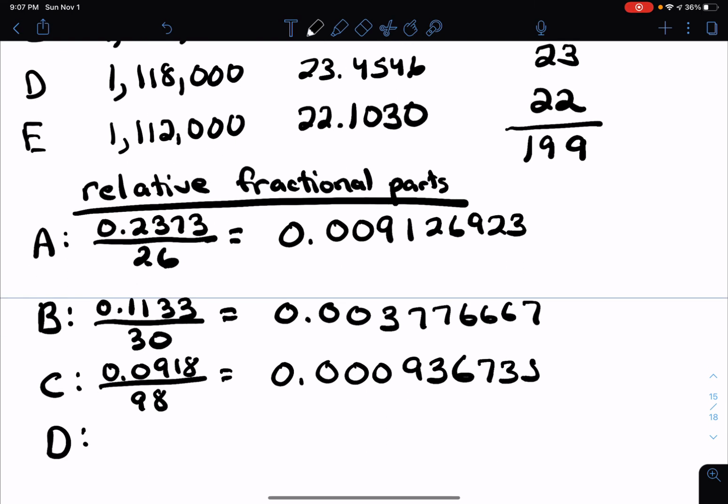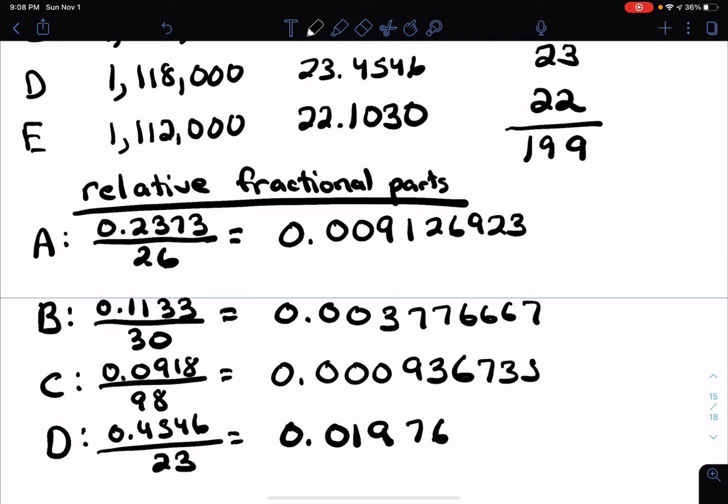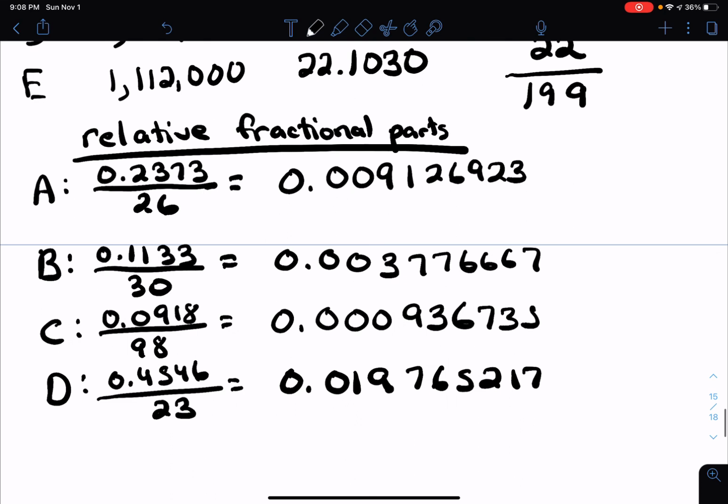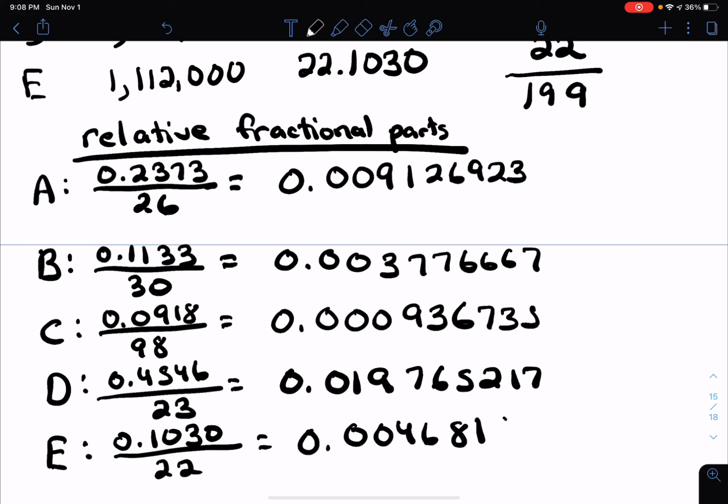State D. Notice the relative fractional part on state C is a lot smaller. Interesting, huh? Because you're dividing by a bigger divisor there, the 98. 0.4546 divided by 23 is 0.019765217. And finally, state E, we had the 0.1030 divided by 22. So 0.004681818, and so on.